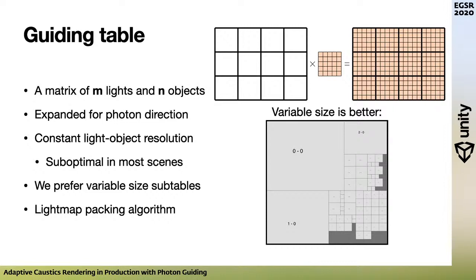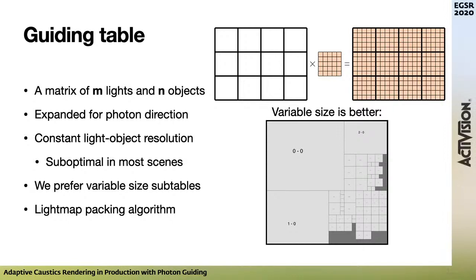So what does this table look like? Well, we could start simple. Let's imagine a scene where we just have 3 lights and 4 objects, that is 3 caustic lights and 4 caustic targets. So we could just build a 3x4 matrix, a probability matrix for choosing the light and the target, right? And then you will have to uniformly sample the direction towards the target. But we can do better than that.